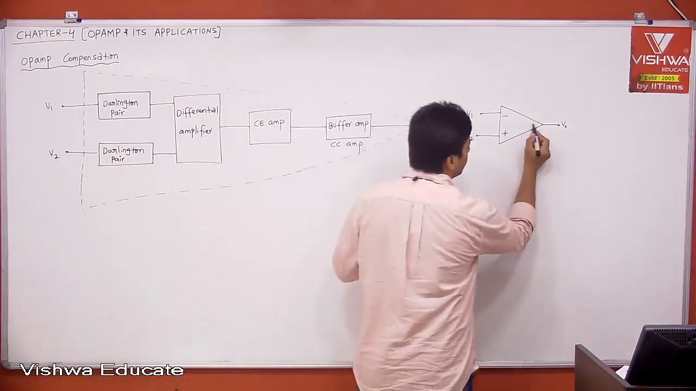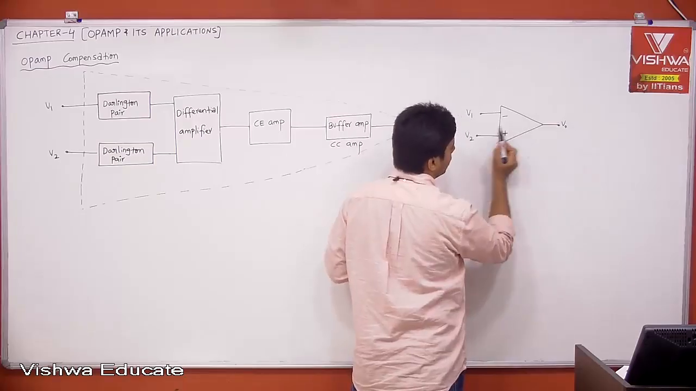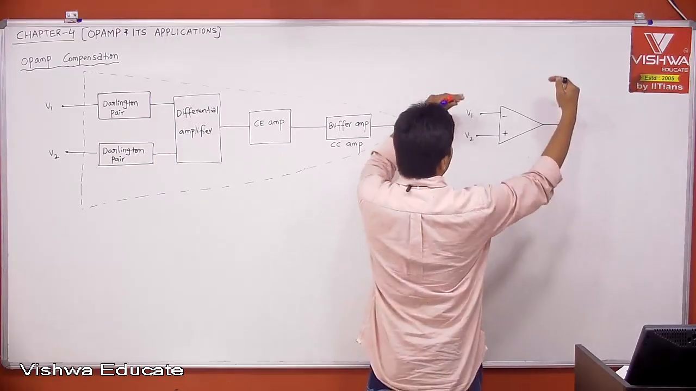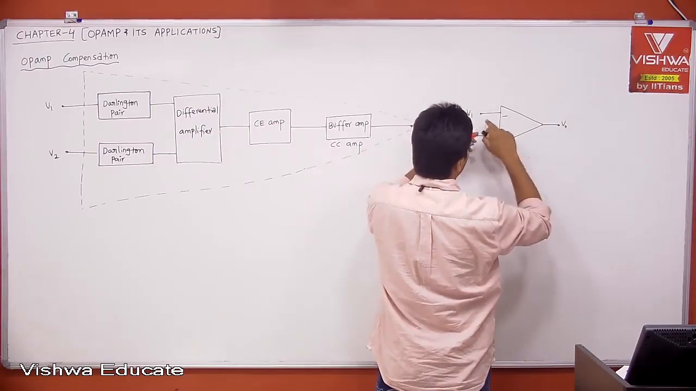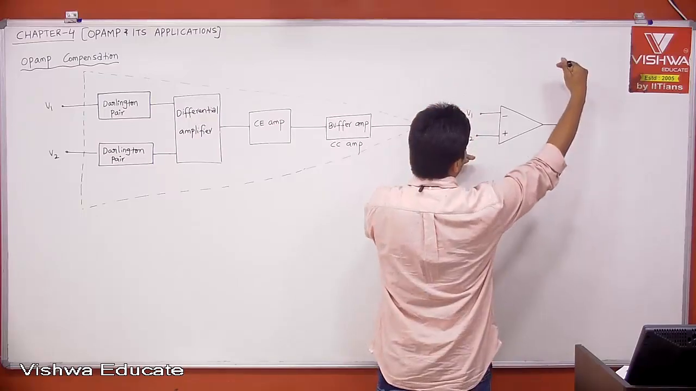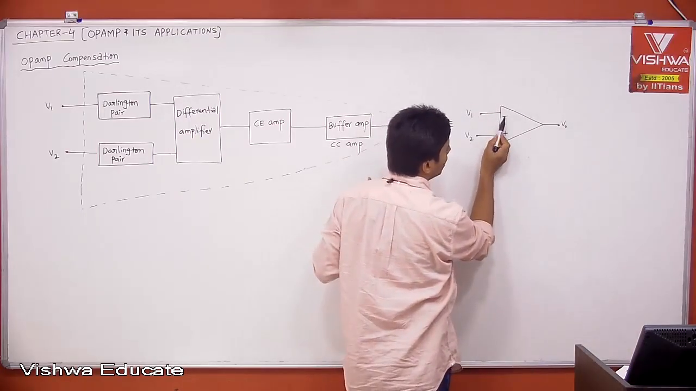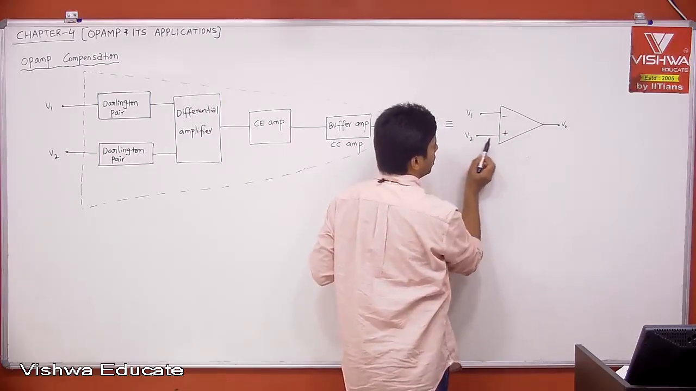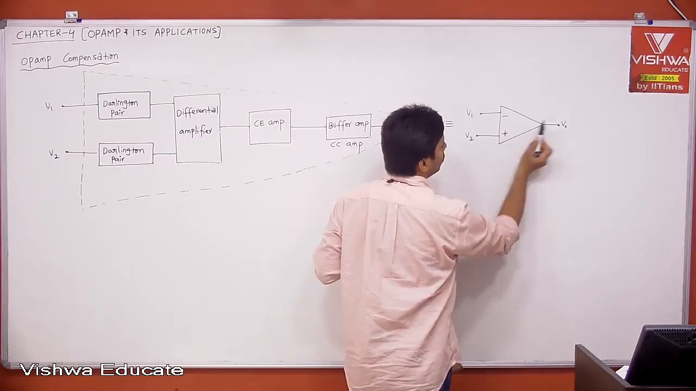Similarly, this is positive. What does it mean? The phase difference between V2 to V0 is 0 degrees. Or what does it mean? When V2 increases, V0 increases. When V2 decreases, V0 decreases. Same phase. Now coming to V1, right? When V1 increases, V0 decreases. When V1 decreases, V0 increases. Therefore opposite phase. That's why this is called inverting terminal, because there is inversion between V1 to V0, and this is non-inverting terminal because it is not inverting your V2 to V0.